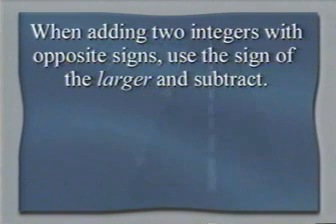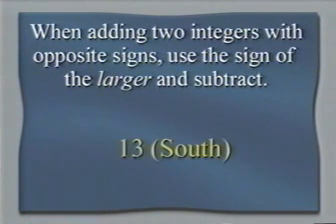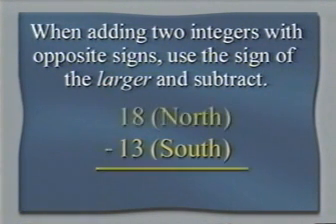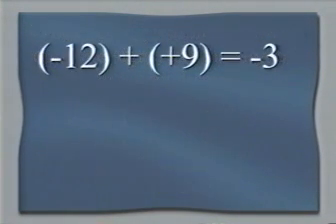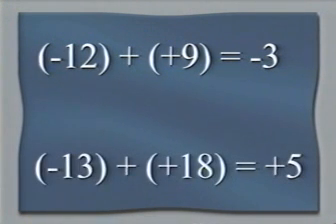Well, this means when adding 2 integers with opposite signs, you use the sign of the larger and subtract. So, for example, if I started out and went 13 miles south and then went 18 miles north, I would wind up 5 miles north of my starting point. Using the 2 examples I just gave as arithmetic problems, a negative 12 plus a positive 9 is negative 3. A negative 13 plus a positive 18 is positive 5.